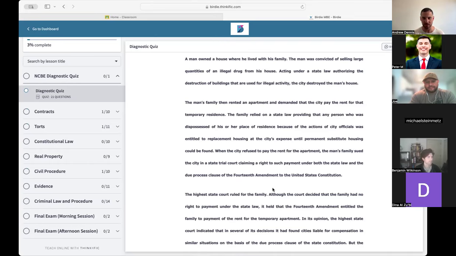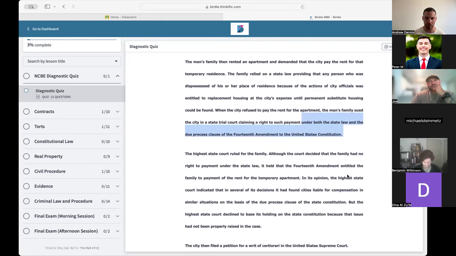The family relied on state law providing that any person who was dispossessed of his or her place of residence because of the actions of city officials was entitled to replacement housing at the city's expense until permanent substitute housing could be found. When the city refused to pay the rent for the apartment, the man's family sued the city in a state trial court, claiming a right to such payment under both the state law and the due process clause of the 14th Amendment to the U.S. Constitution. So he's suing under both laws.